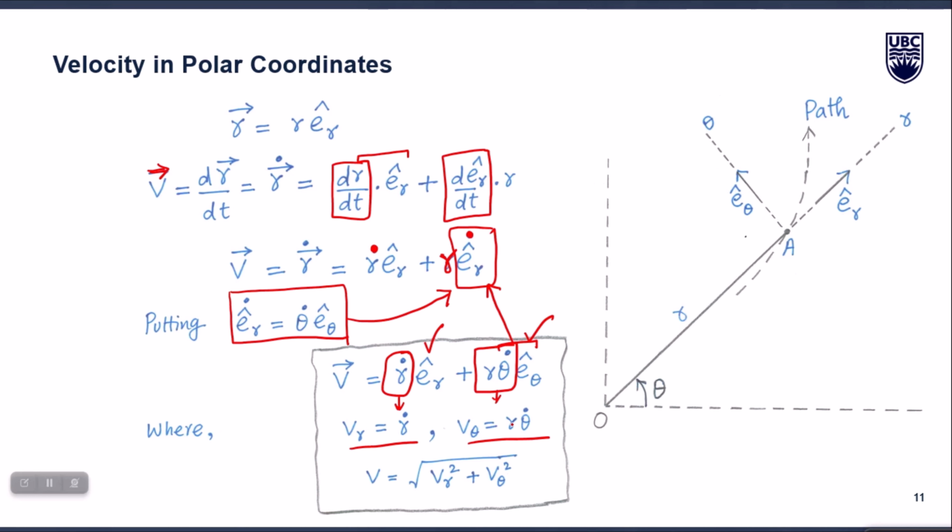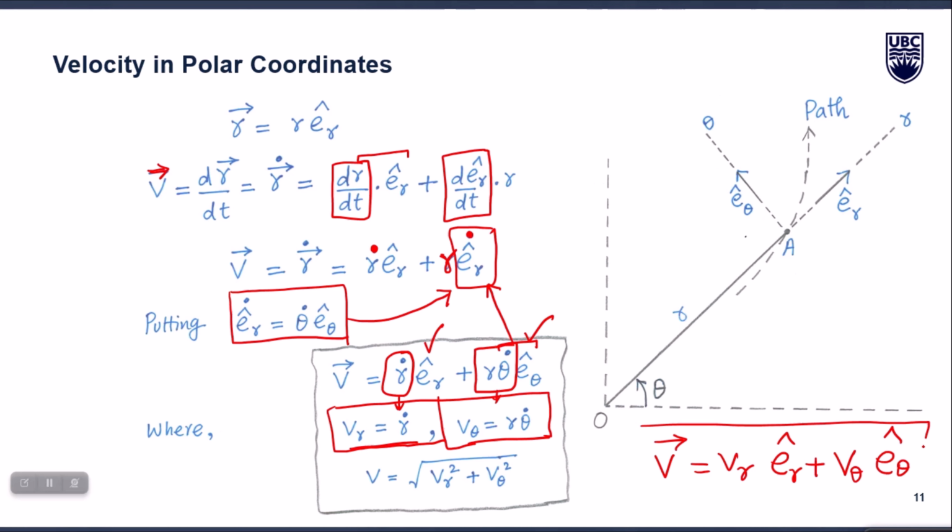So we have resolved velocity into its r component and theta component. These two are the scalar relationships which we will be using to determine the magnitudes of the r and theta components respectively, and the top equation we will be using to write the complete velocity vector at a given time instant. We can also write it as V sub r times E sub r unit vector plus V sub theta times E sub theta unit vector, right? So this will be our complete velocity vector at any given time instant, right?